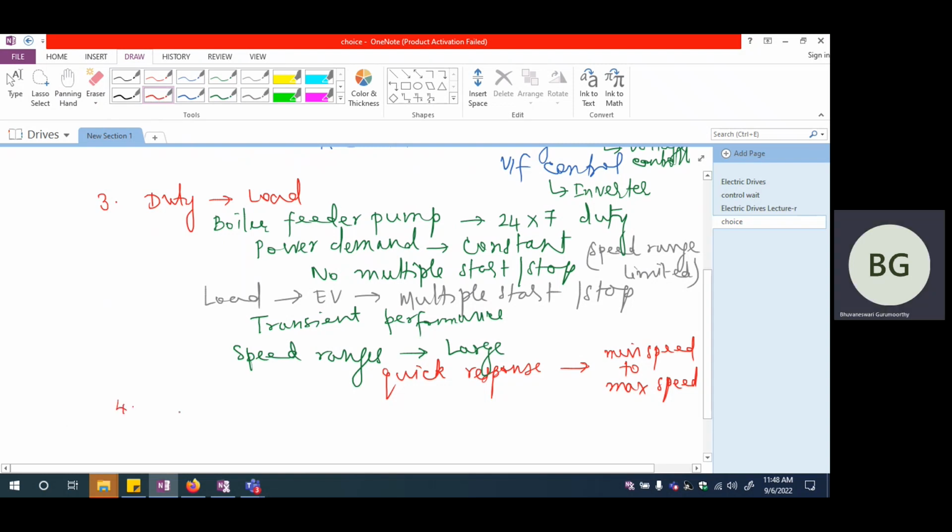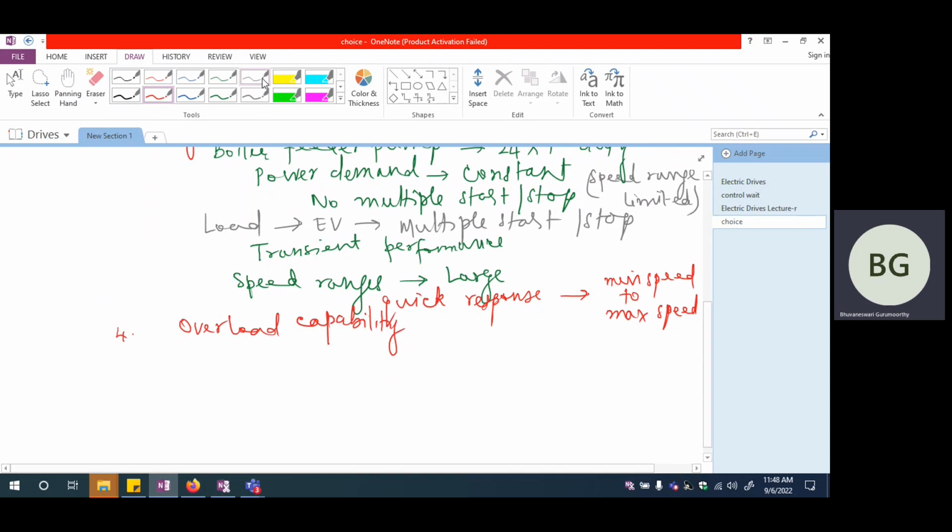Another thing we might have to look at is the overload capability of a particular motor drive. So what do we mean by overload capability?